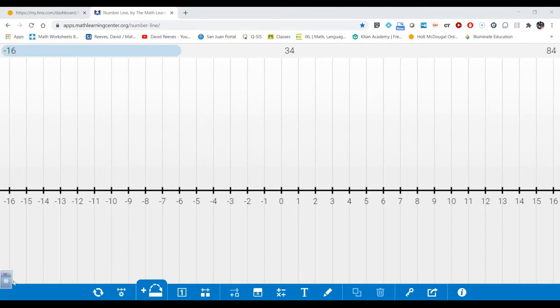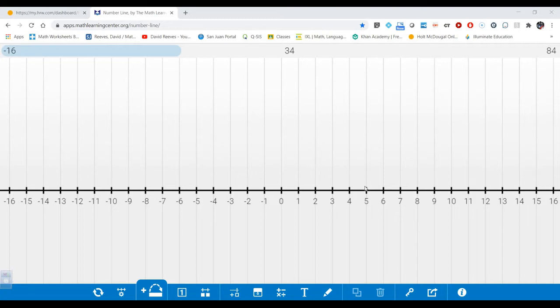Hey everybody, Mr. Reeves back with you again, and I wanted to make a short video on absolute value and opposites of numbers. All right, so what I have up here on the screen is a number line going from -16 to +16.